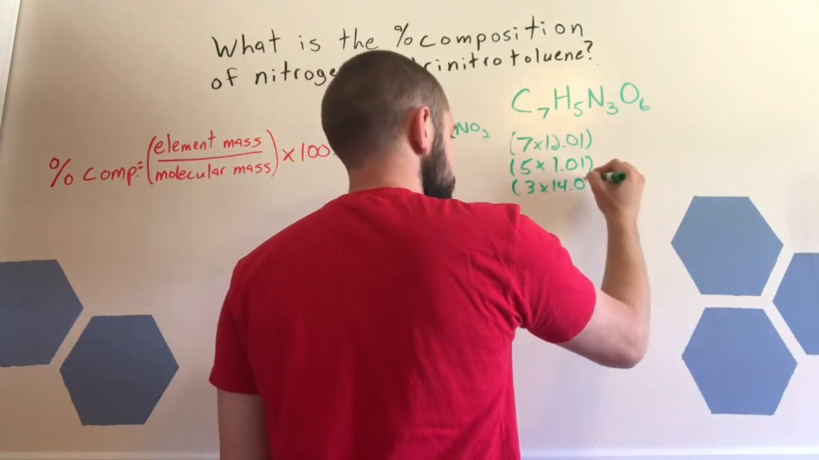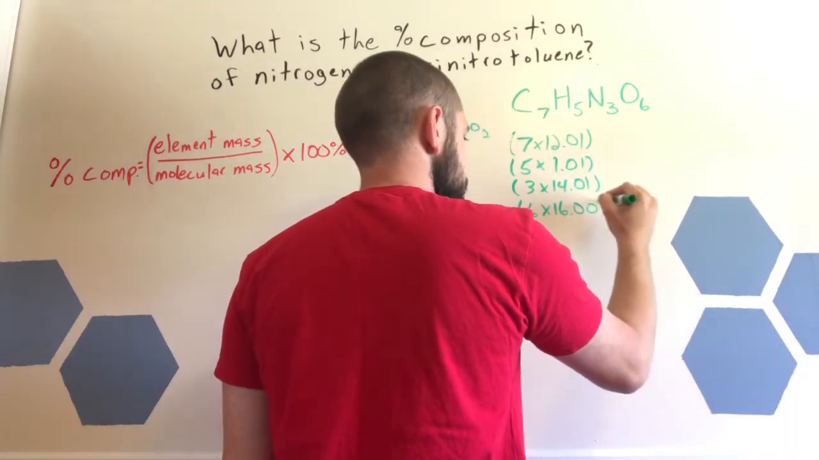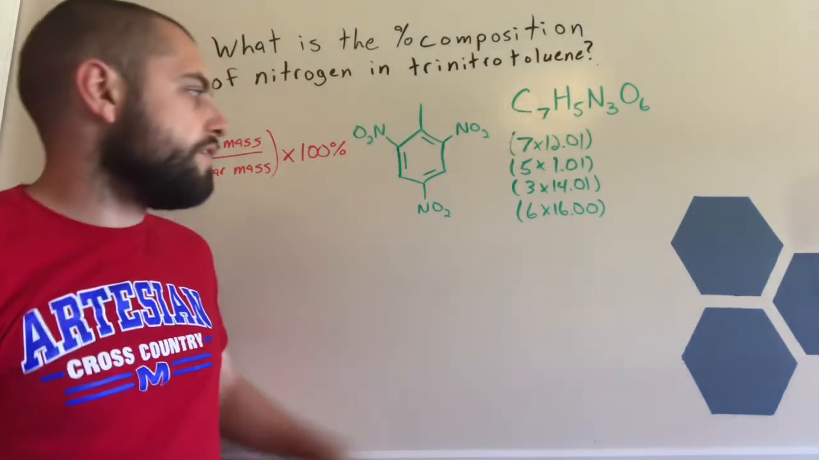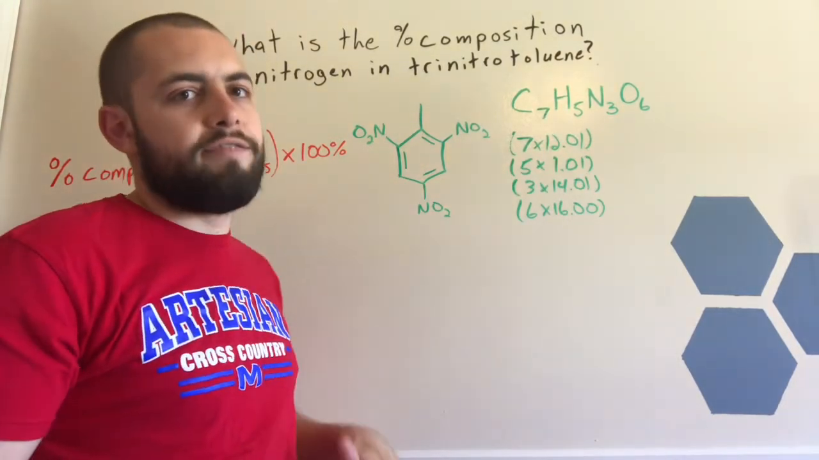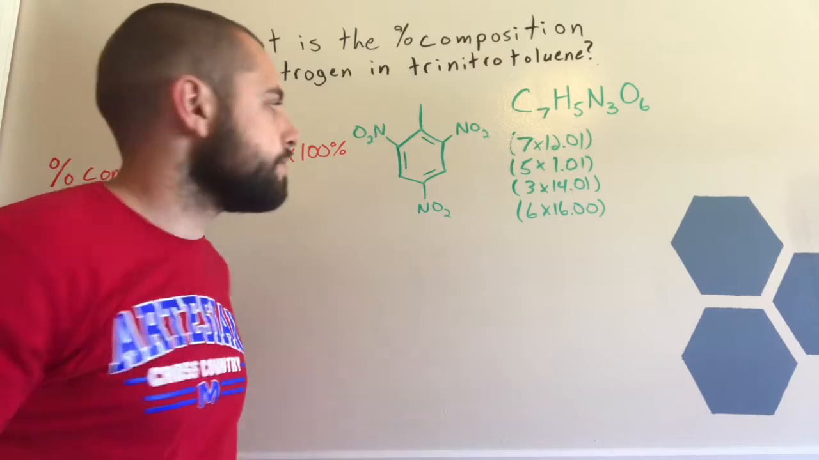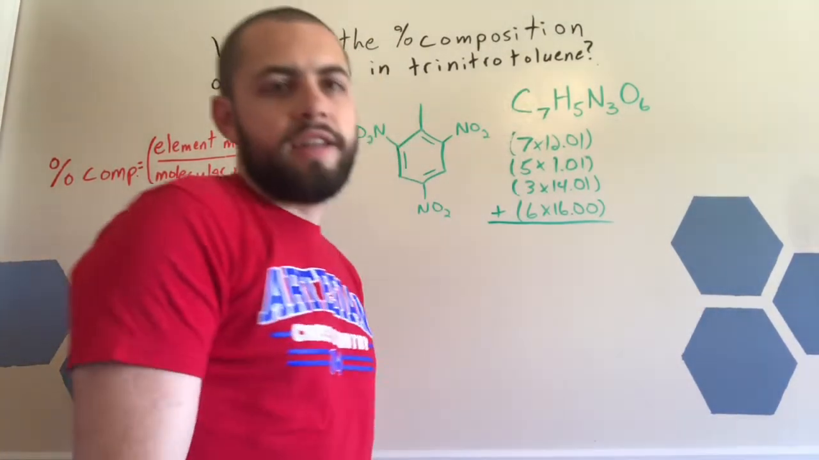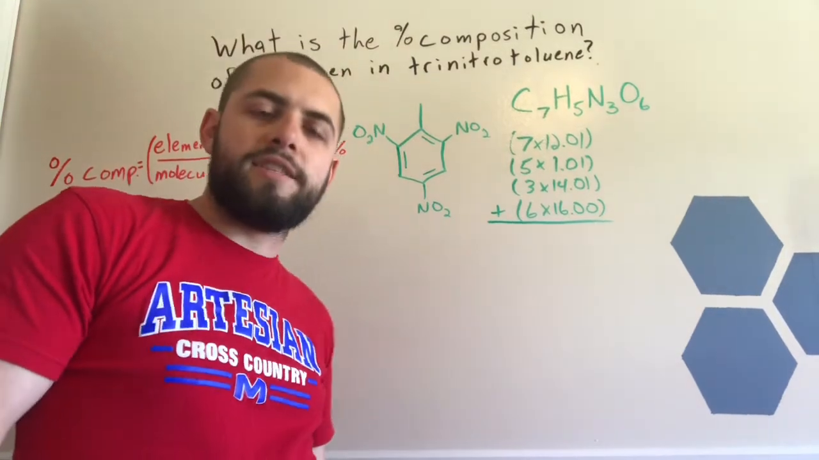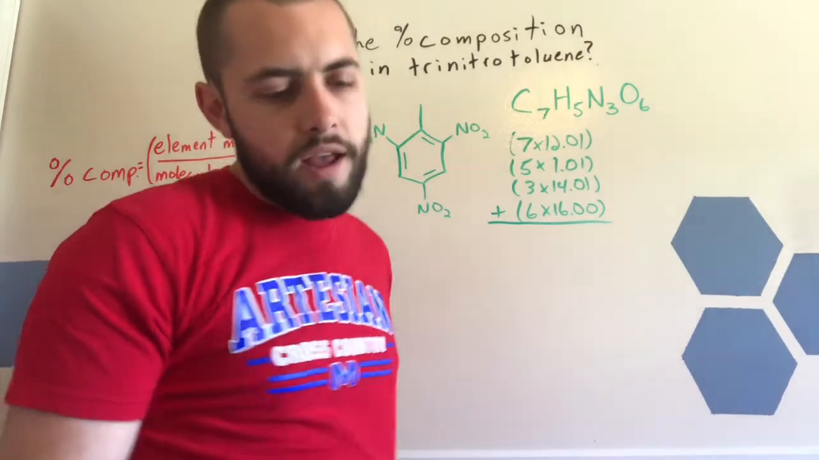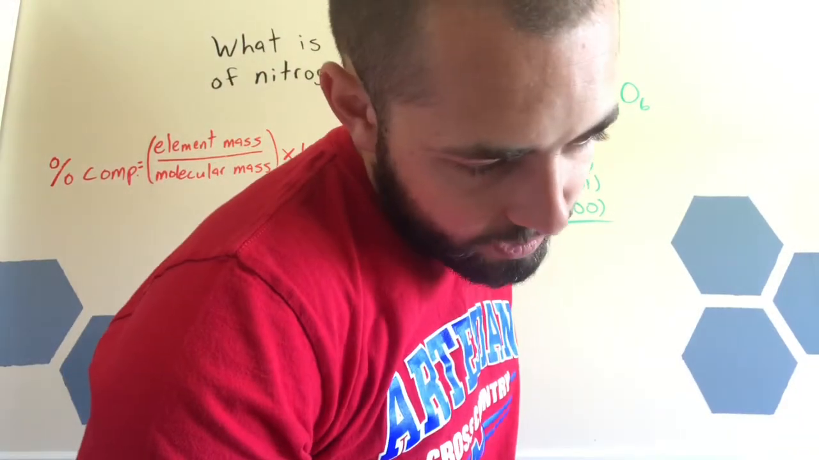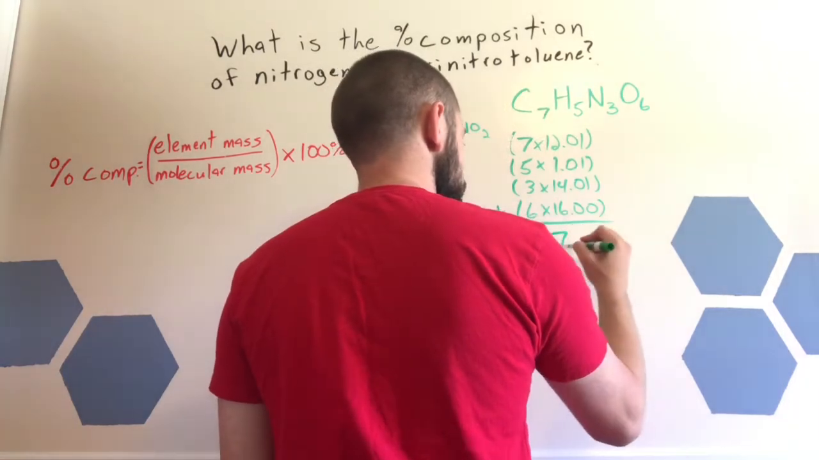3 nitrogens and 6 oxygens. Again, I'm getting all of these mass numbers from the periodic table. These are the average atomic masses. If I take all these and add them together, it's going to give me the molecular mass or the molar mass, depending on which unit I choose. I did this one in advance, and it looks like it's going to be 227.15.